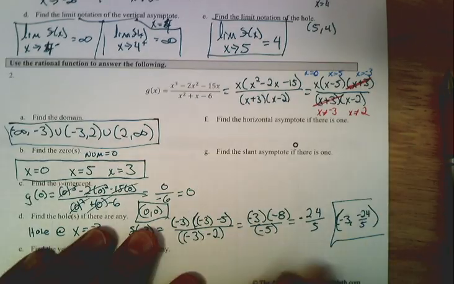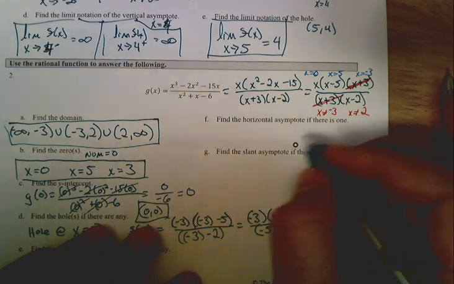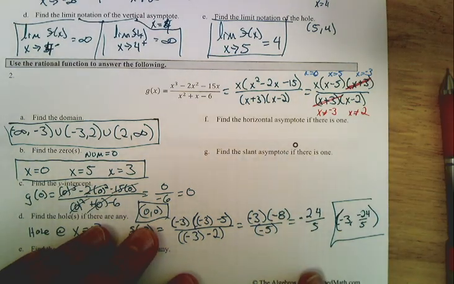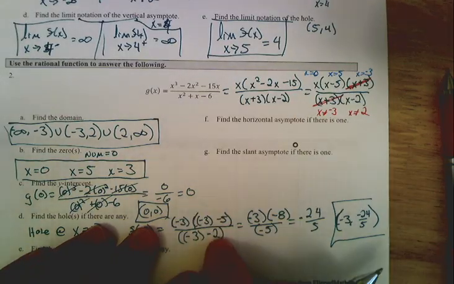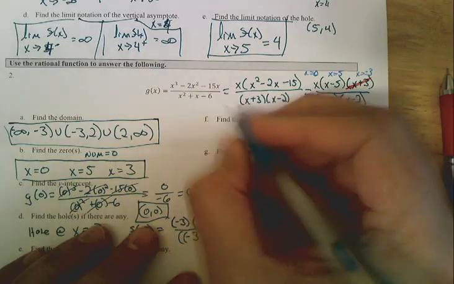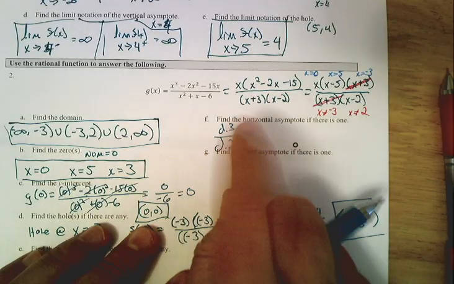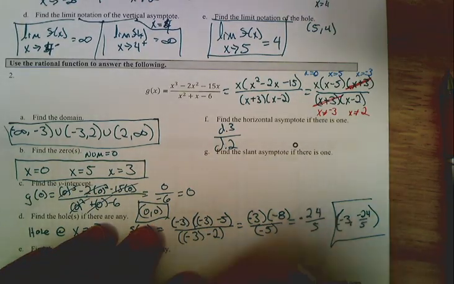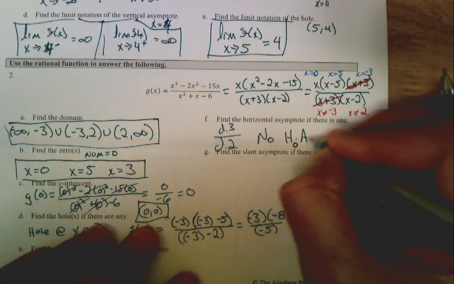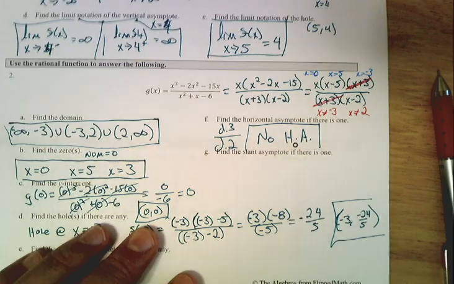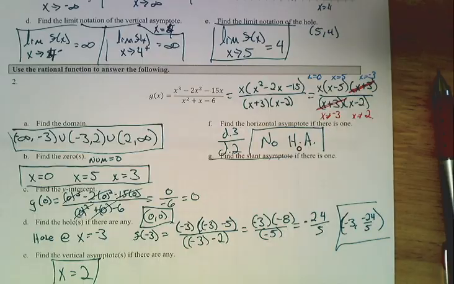Okay. Find the horizontal asymptote if there is one. We have to compare the degree on top with the degree on bottom. It doesn't matter if we use this version or this version, but the degree on top, as we can see, is 3. So I have a degree 3 on top, a degree 2 on bottom. Since the degree on top is bigger, that means that there is no horizontal asymptote. There is none. And then slant asymptotes, we are not working on those right now, so we can ignore that one.